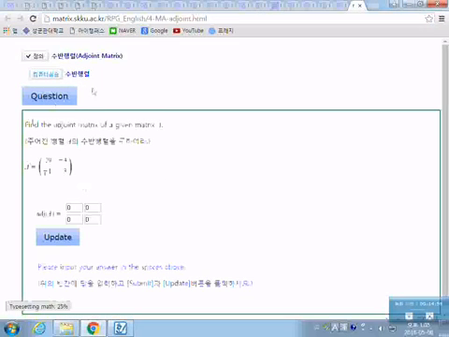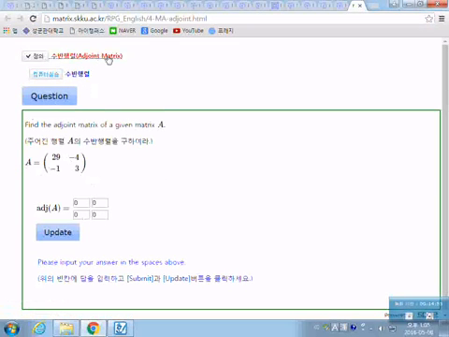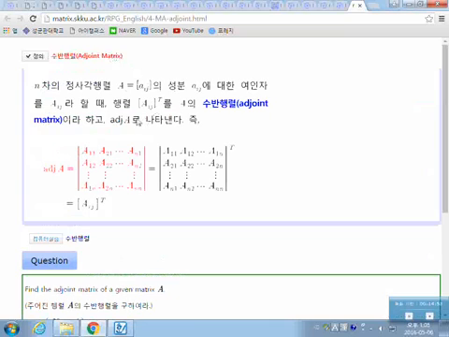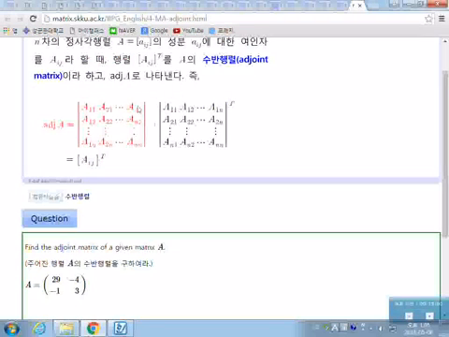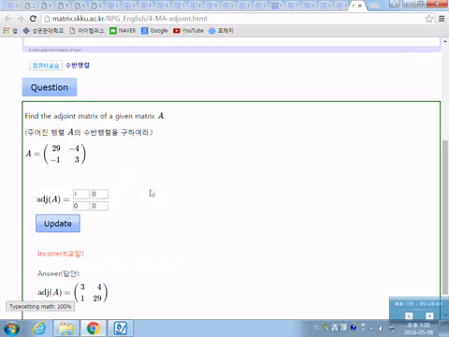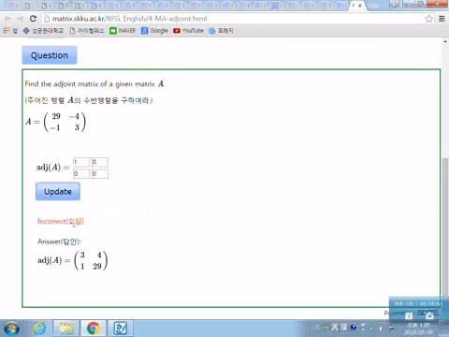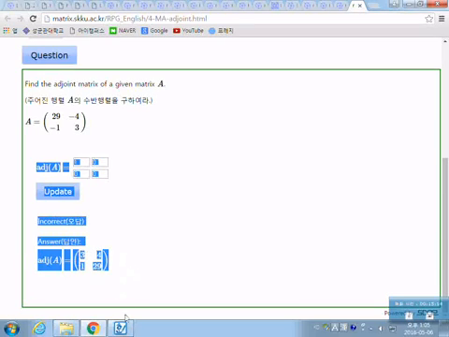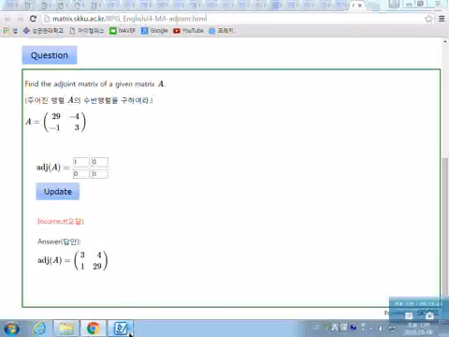And next is about the adjoint matrix, and the adjoint matrix is defined in this way. For finding some matrix, here it gives the answer and shows what the right answer is.